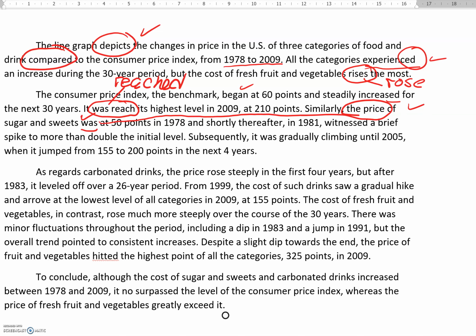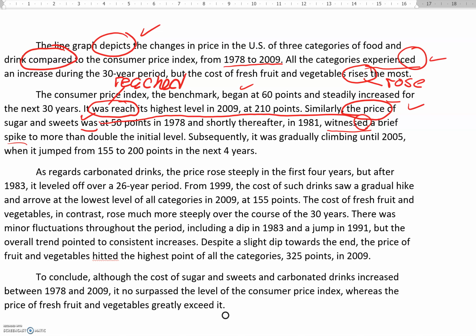Okay, at 50 points in 1978, and shortly thereafter, in 1981, witnessed, saw, right? Experienced, another way to say it. Witnessed, ed, yep, that's okay, simple past. Witnessed a brief spike, a jump, yeah, to more than double the initial level.